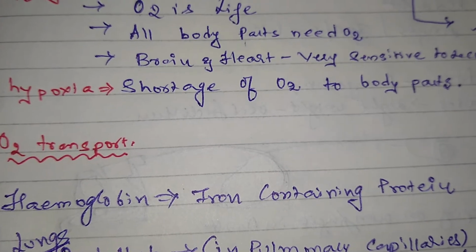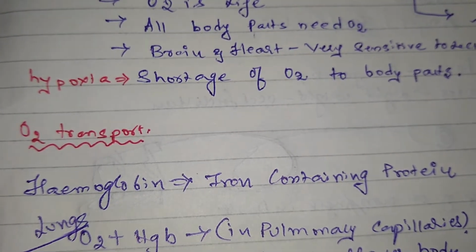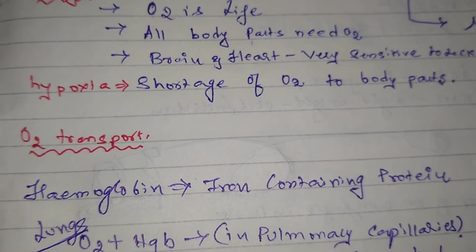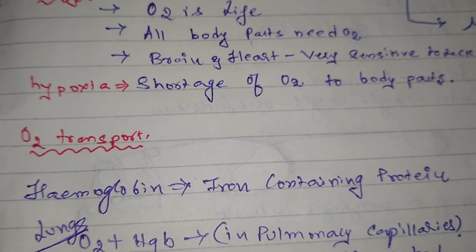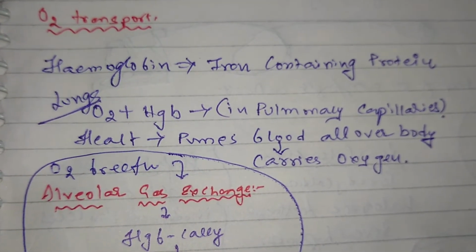Hypoxia is nothing but a shortage of oxygen to the body parts, which usually presents with the symptom of cyanosis and needs to be treated on an urgent basis. And this is the basics of oxygen transport in the human body.